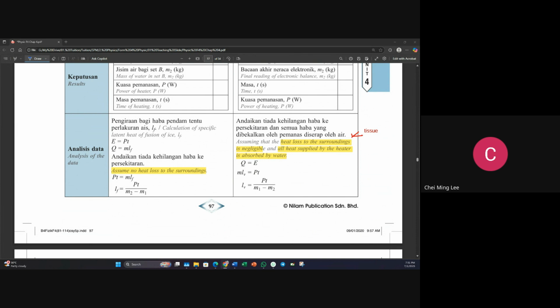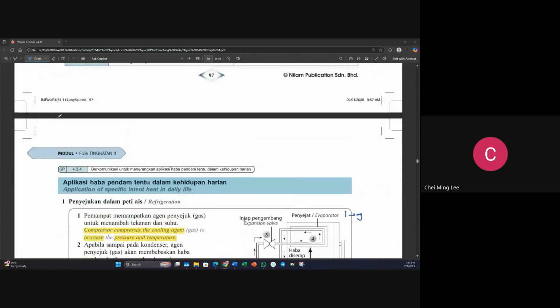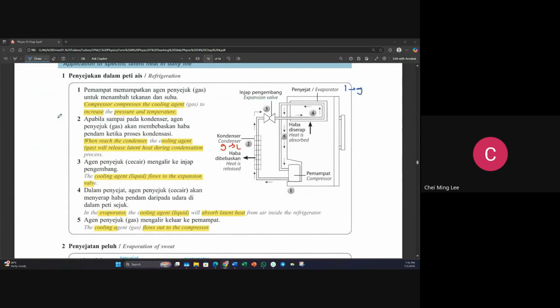So faster first. Done. All right, so now let's see the application. First, we try to see the one in the refrigerator. I will explain briefly first before we go.